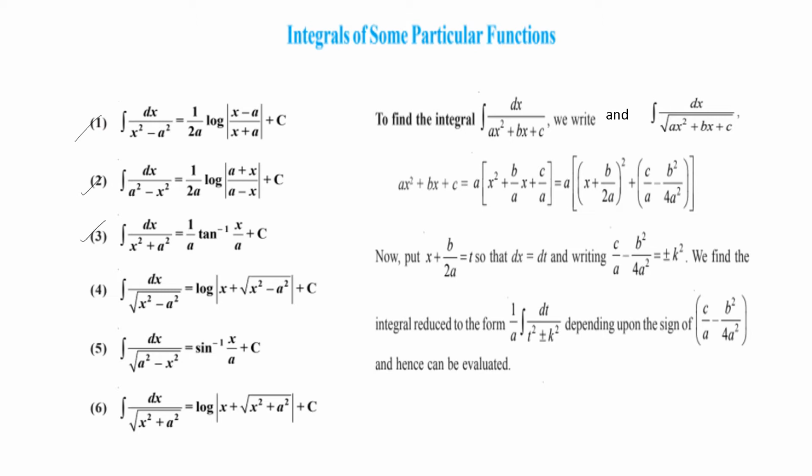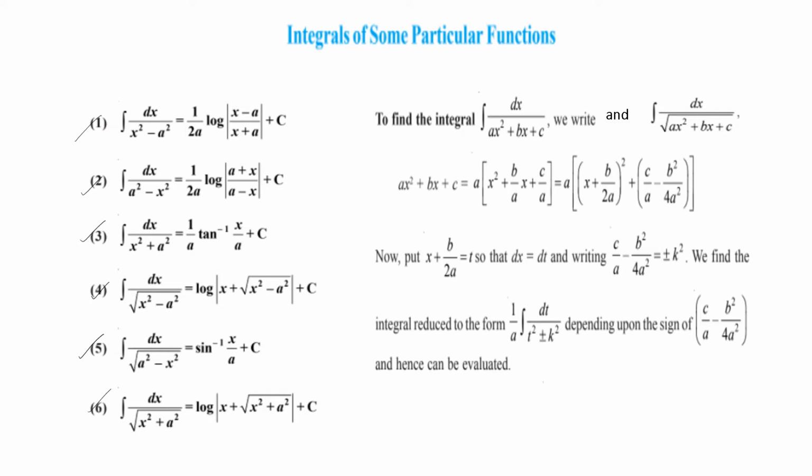If the integral is of the form dx upon x square plus a square, then the formula is 1 upon a tan inverse x upon a plus c. Integral of the form dx upon root x square minus a square gives the result log mod x plus root x square minus a square plus c. Number 5 is dx upon root a square minus x square, equal to sine inverse x upon a plus c. And number 6 is dx upon under root x square plus a square, which is log mod x plus root x square plus a square plus c.